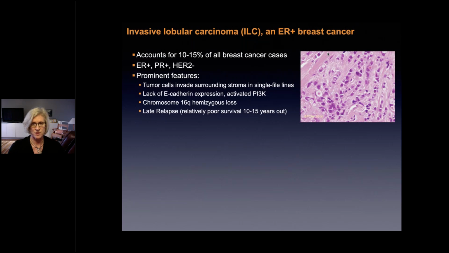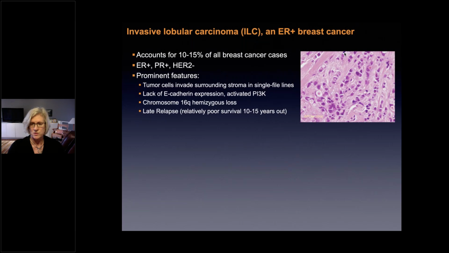It is an estrogen receptor positive breast cancer, one of the rarer subtypes, so only 10 to 15% of all breast cancer cases. It has some very unique histological features, which are shown on the right. These include tumor cells invading stroma in what look like single file lines. There are two genetic markers of this particular class of breast cancer, which are loss of E-cadherin expression and activated PI3 kinase signaling. Other chromosomal abnormalities are common.